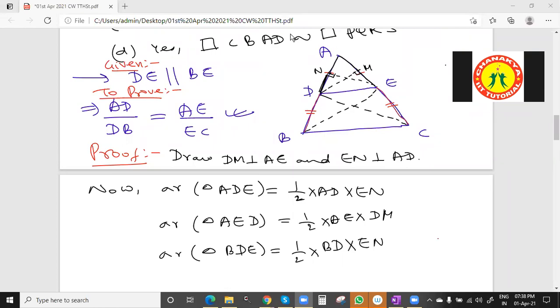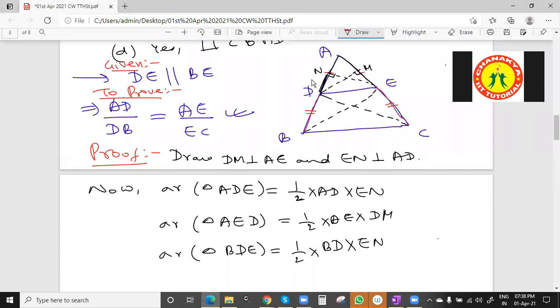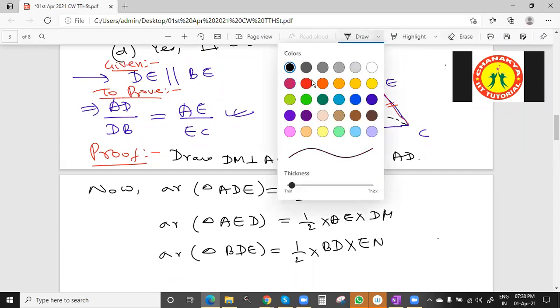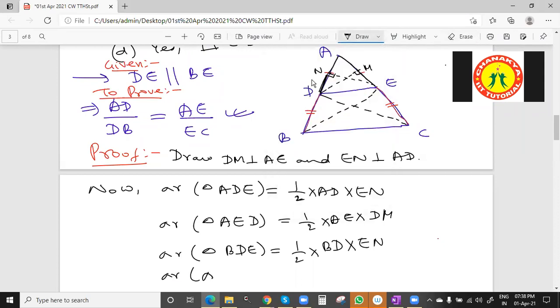So the altitude can be on the side produced, the side or altitude can be on the side which is produced. So on this side BD, the altitude will be EN, and similarly we write the area of triangle CED as half into base CE and altitude DM, because on C produced we have made the altitude. Now we can take the ratio.